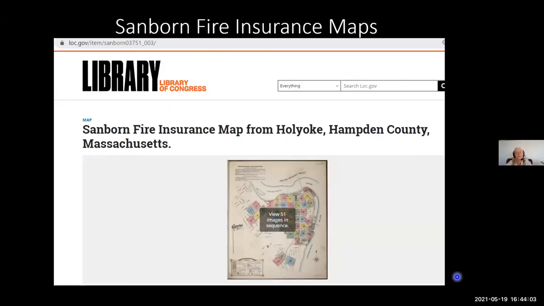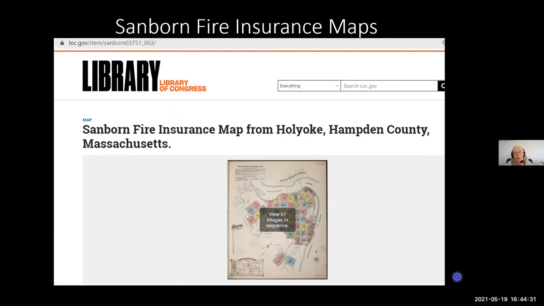Moving ahead in time, or maybe not so far ahead in time, we have the Sanborn maps. Sanborn maps had been a little difficult to find digitally, but now the Library of Congress is actively digitizing them. So they are definitely available there. They were available in books. I think Eileen has some at the library. And these were issued year after year after year.